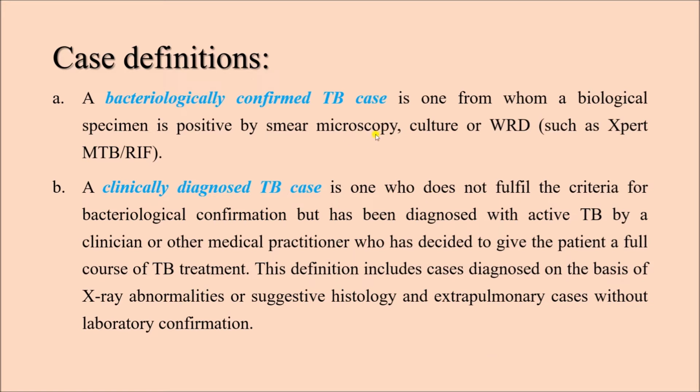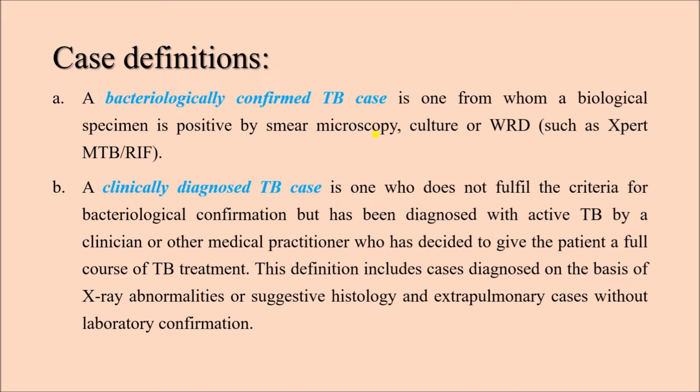So what does it mean? If a person we are suspecting to have tuberculosis and from him we collect a specimen. If this specimen is positive for the bacilli, either by microscopy or by culture or by some rapid test as I mentioned earlier, that means we could identify the bacteria in the specimen. So we can say it is a bacteriologically confirmed TB case.